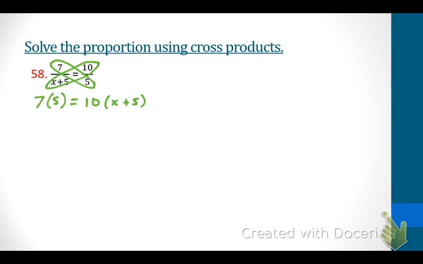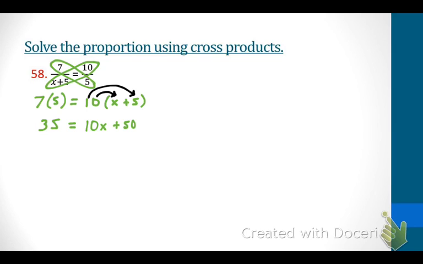What's it called? Distributive property. Please grab a candy. Excellent answer, okay? So whatever's on the outside has to be multiplied by everything on the inside. Starting at the left side, Nehemiah, what's 7 times 5? Okay, very good. 35. On the right side, Hunter, what do I get? On the right side, you have 10x plus 50.